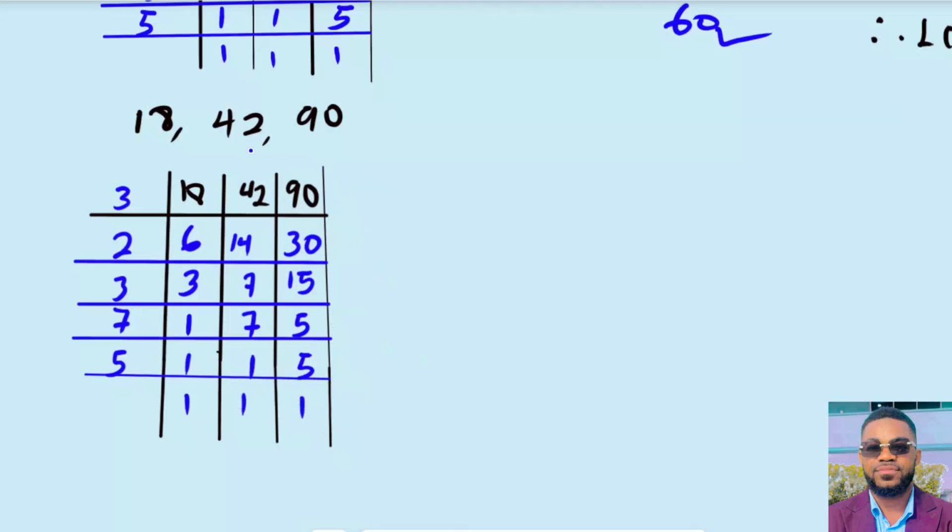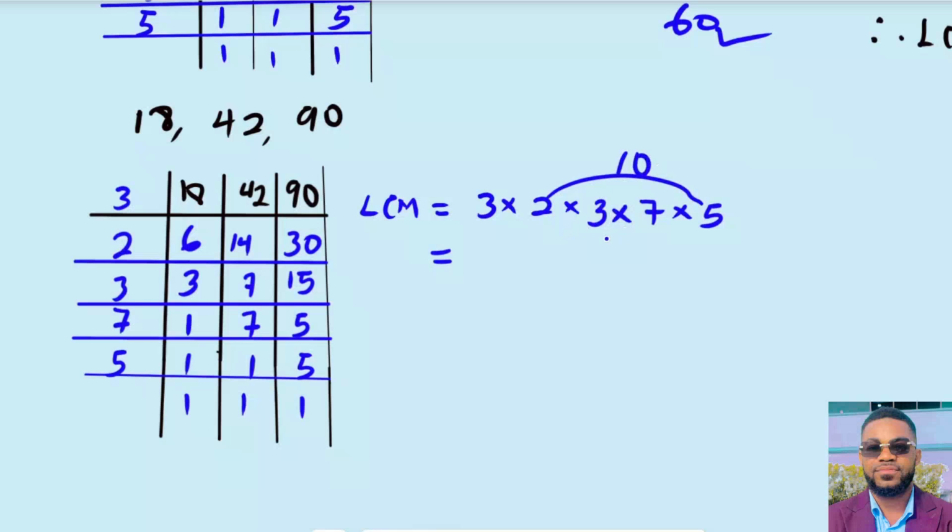So the LCM for 18, 42, 90 is equal to 3 times 2 times 3 times 7 times 5. So let's multiply. So we have 2 times 5 there, that's going to be 10. 3 times 7, we have 21. 21 times 3, that's going to be 63. So you're going to get 63 times 10, and that will give me 630. So that is the LCM for 18, 42, and 90.